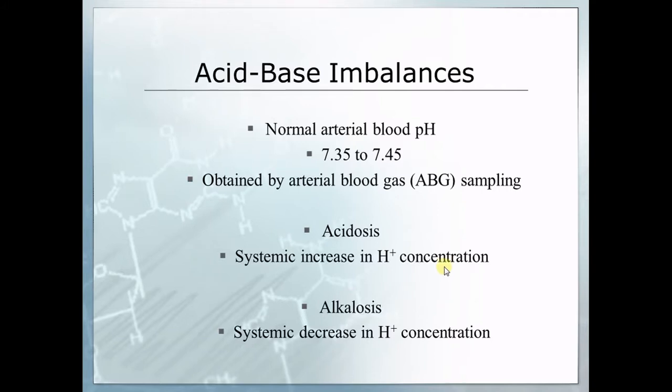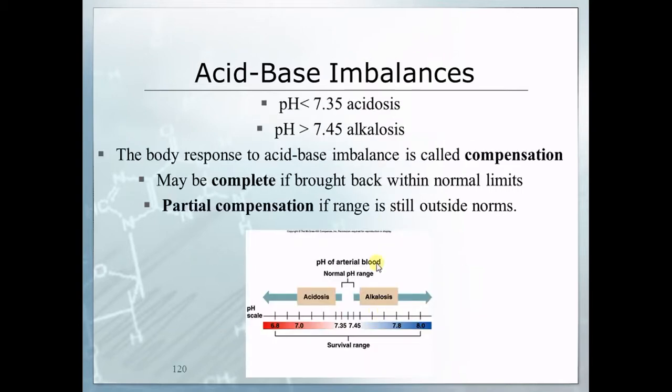Okay, so just a reminder, normal pH between 7.35 and 7.45. You can take that ABG and look at it. If it's acidosis, there's too much acid compared to the base. If it's alkalosis, there's too much base compared to the acid. Okay. So if it goes below 7.35, then it's acidic. Remember the pH scale, the lower the number, the more acidic. If it goes over 7.45, it's alkalosis. Remember, the higher the number, the more basic or alkaline.